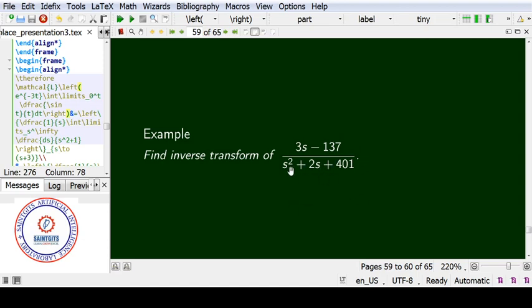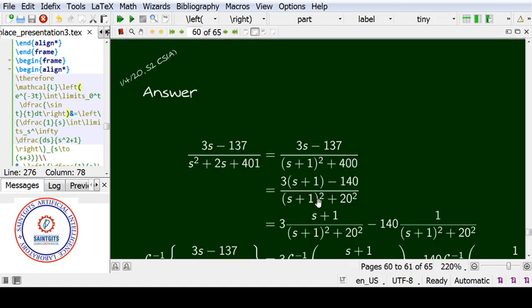But here we don't get the s square plus a square expression, because it is of the form s square plus 2s plus 401. On close examination we can see that we can create a square term involving s from here. Suppose s square plus 2s plus 1, we take 1 from here. So s square plus 2s plus 1 is s plus 1 whole square. Then we can take the remaining term here. Okay, we try it.